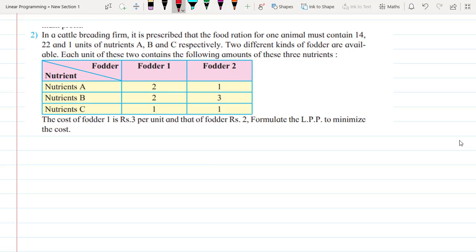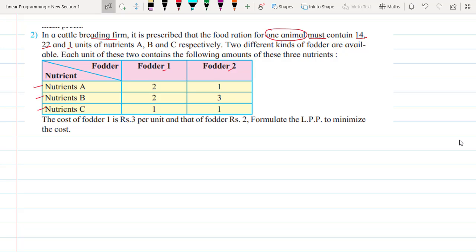Okay, what is it? There is a breeding firm, and for one animal it must contain 14, 22 and 1 units of nutrients A, B, C respectively. Two different kinds of fodder are available. Each unit of these two contains the following amount of these three nutrients. So nutrients A, B and C are given, and fodder 1 and 2 they have given. Now tell me, for these three, what is the maximum availability for the nutrients A, B, C?